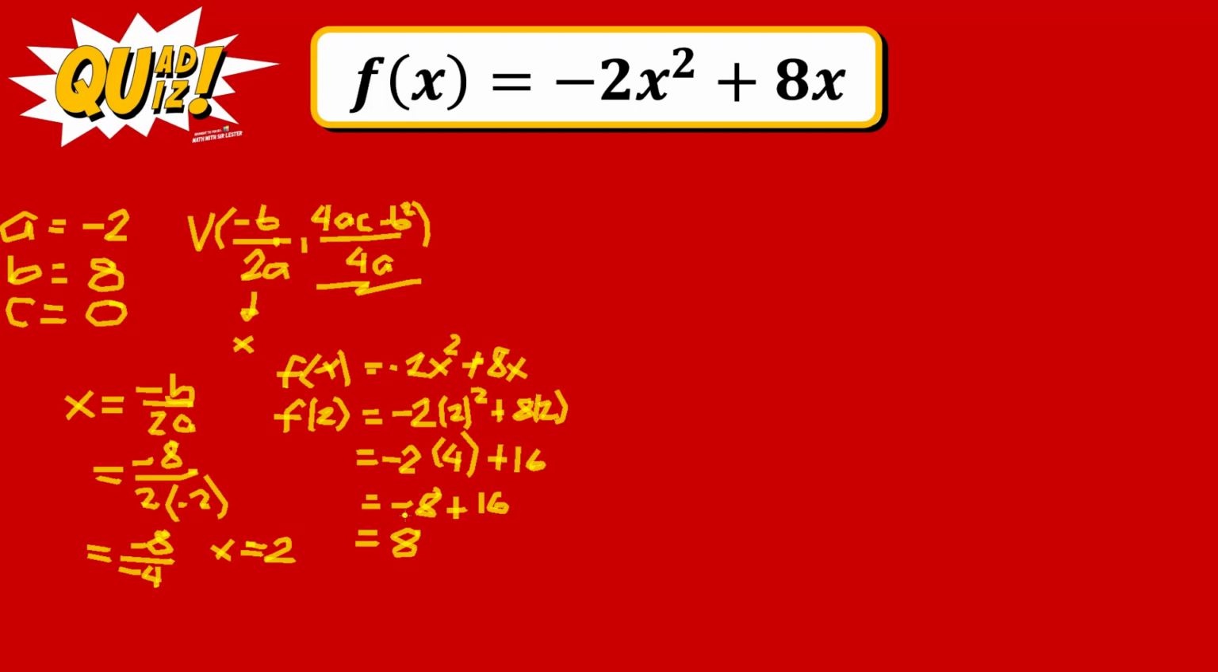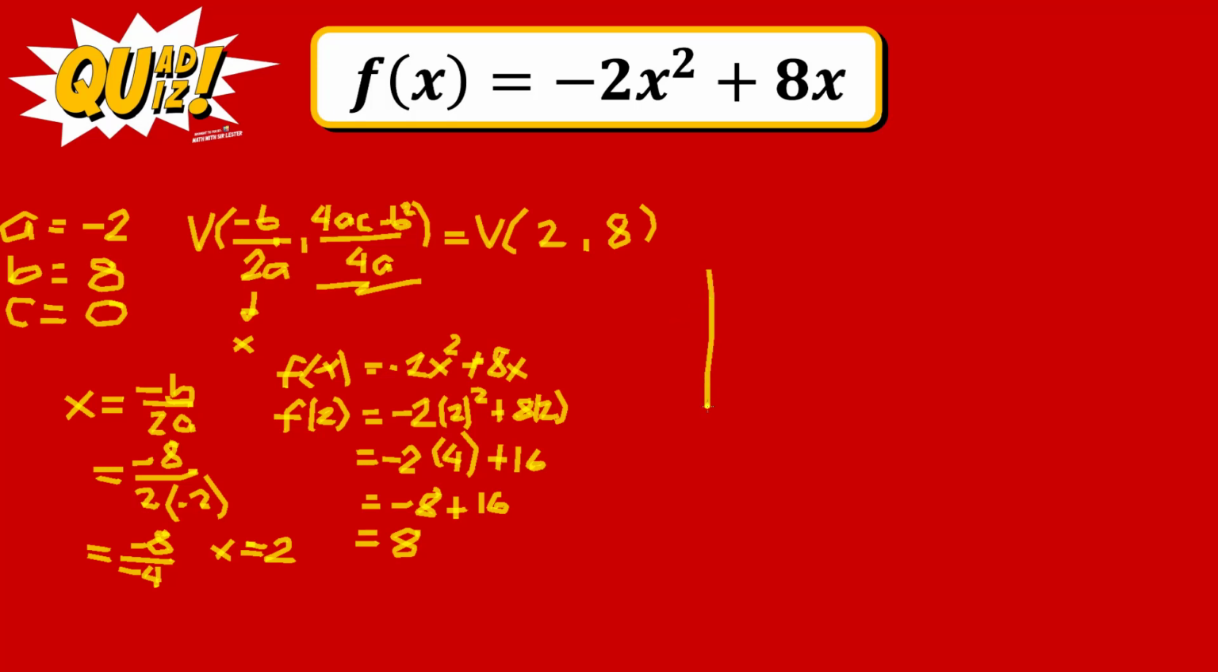And this is actually the value of y. In short, our vertex, which is also known as the point of inflection or where the graph changes its direction, is at (2, 8). So this is the vertex of this given function.